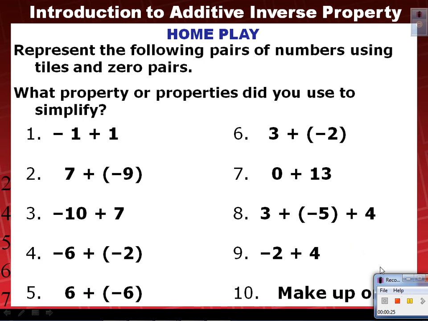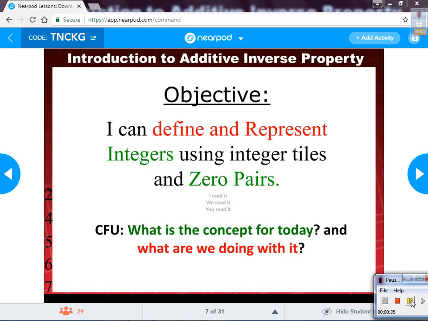Finish the warm-up. You should be almost done. All right, here we go. Our objective for today: I can define and represent integers using integer tiles and zero pairs. Let's read together. 1, 2, 3. I can define and represent integers using integer tiles and zero pairs.